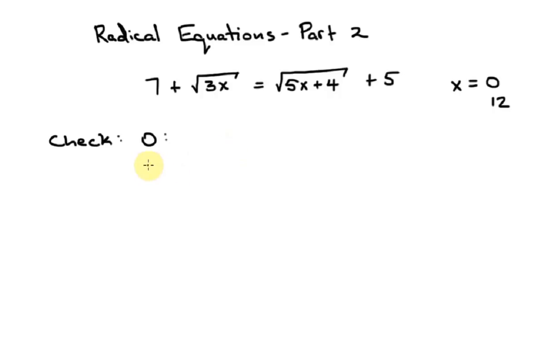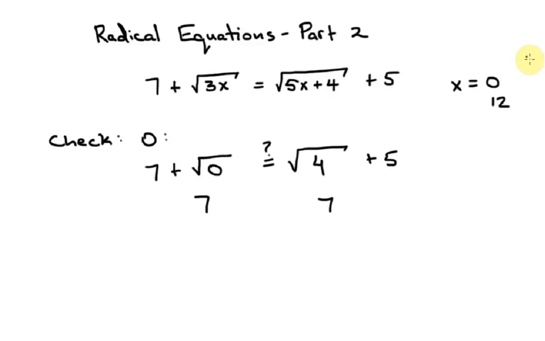Okay, if I plug in 0, I got 7 plus the square root of 3 times 0, which will just be 0. Is that going to equal the square root of, and I can put 0 in here, so that would turn out to be a 4 plus 5. So what are we getting here? We're getting 7. We're getting 2 plus 5. Hey, that's 7 as well. Well, what do you know? This guy works. Perfect. Okay, let's check if 12 works.